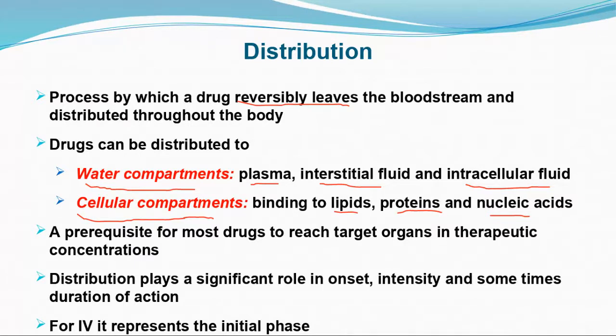Therefore, this means that the distribution plays an important role in the onset. What did we say onset means last time? The time taken from the administration till the start of the pharmacological action. So distribution determines when the drug will reach the site of action. This means that it will affect the onset, and also the intensity of drug action, because how much the drug is distributed will affect, of course, the action and the intensity of this action. Also, sometimes the distribution can affect the duration of action. We will see it together in a while.